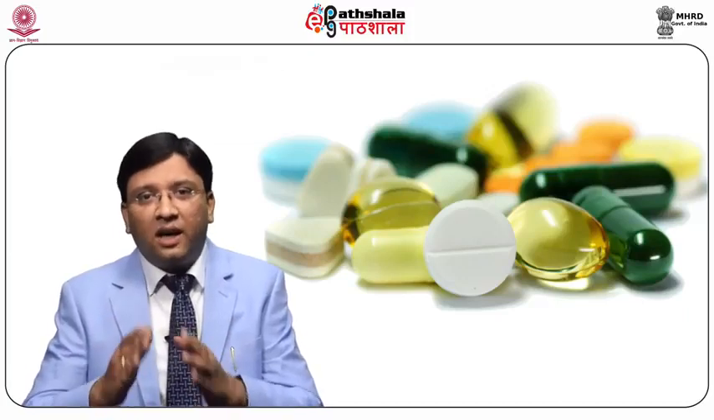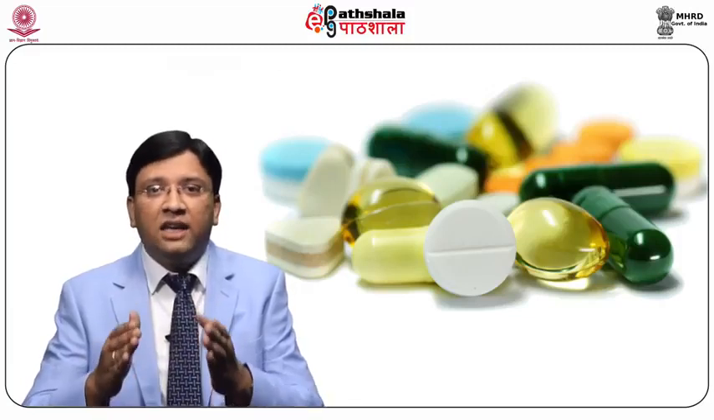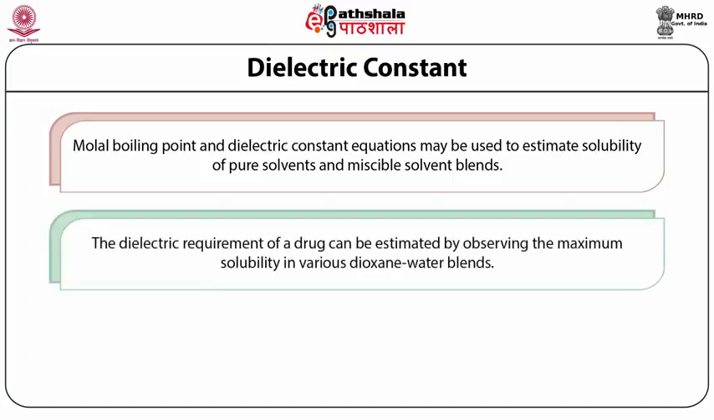Values for a number of binary and tertiary blends have also been reported, and if not, they can be calculated. Molar boiling point and dielectric constant equations may be used to estimate solubility of pure solvents and miscible solvent blends. To determine the dielectric requirement of the substance of interest, dioxane-water blends having known dielectric constants are used, and the dielectric constant at which maximum solubility is attained is noted.